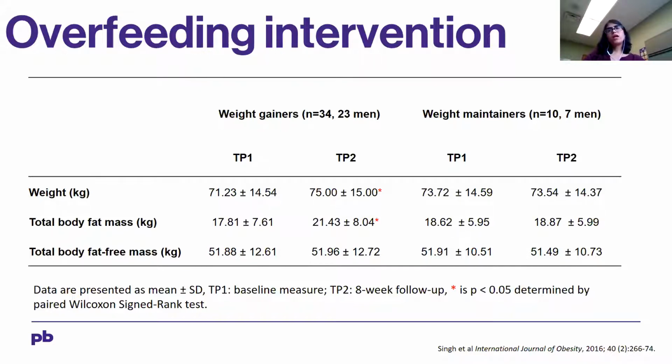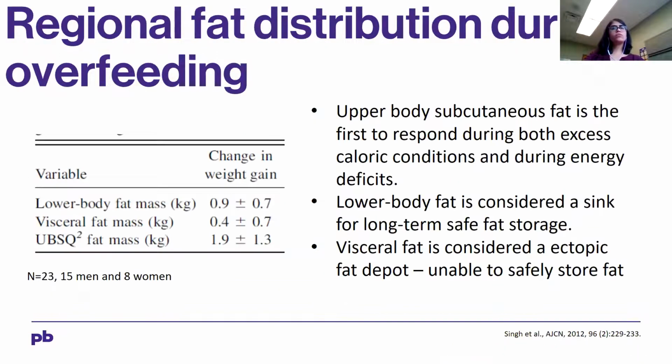In terms of regional fat distribution, what we found was that the overfeeding caused maximum gain in the upper body subcutaneous fat mass. This was followed by increases in the lower body fat mass, and least was the visceral fat mass. This was in line with the thinking in the field, that the upper body subcutaneous fat is the first to respond to both excess calorie conditions and during energy deficits. So that is what we see in our participants.